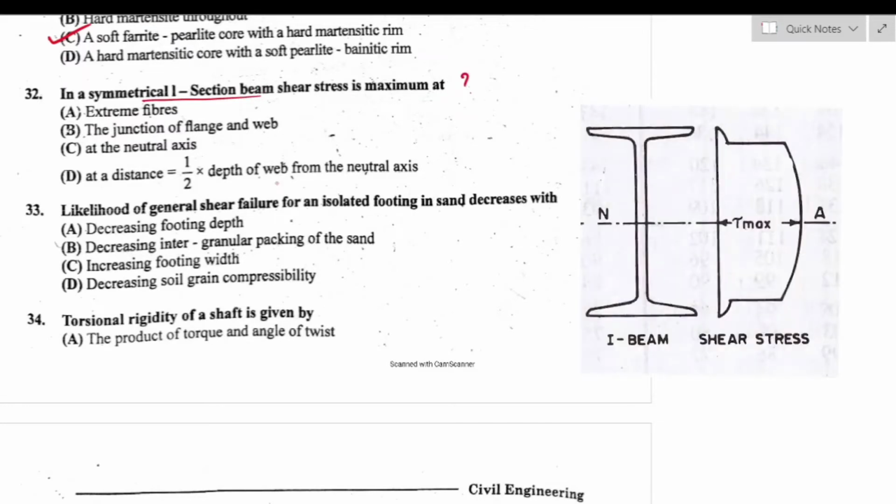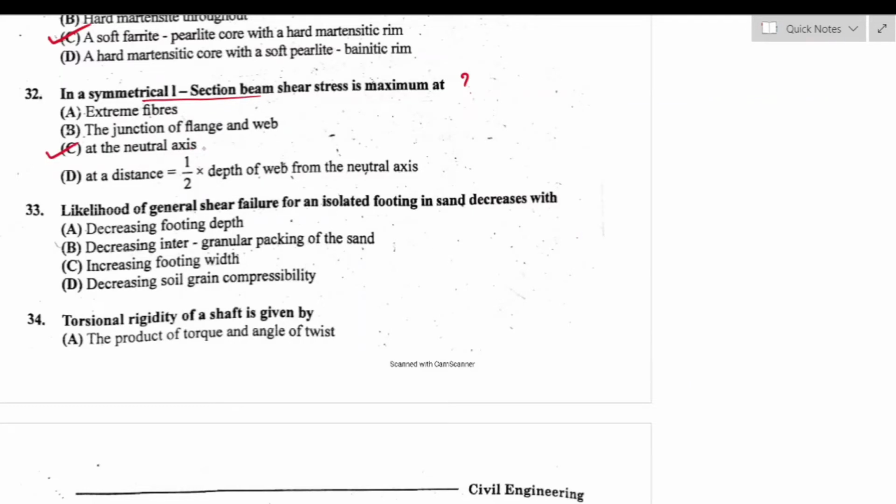In the following figure, you can observe a symmetrical I-section beam with the corresponding shear stress diagram, where the maximum shear stress is always occurring at the neutral axis. So the right answer is option C. The maximum shear stress will be occurring at the neutral axis.